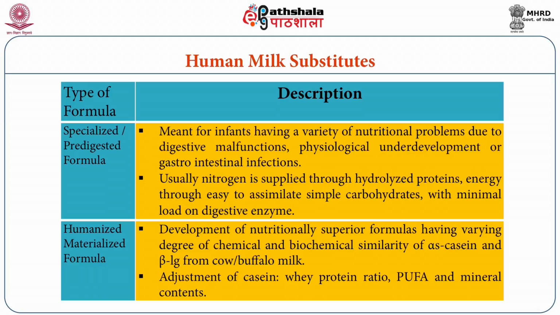The fourth type of human milk substitute is the humanized or maternalized formula. In this type of formula, nutritionally superior formulas are developed having varying degrees of chemical and biochemical similarity, with alpha S casein and beta lactoglobulin from cow milk or buffalo milk. Adjustment of the casein to whey protein ratio is carried out through technological means, and PUFA and mineral contents are fortified to match those of human milk.